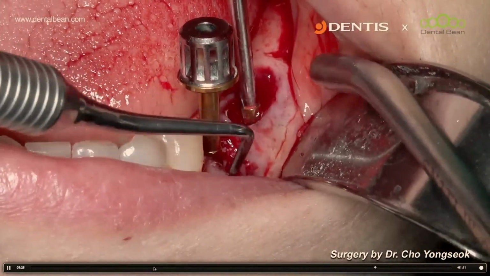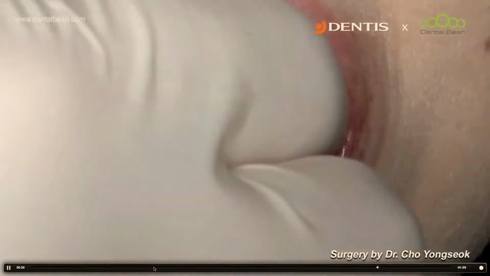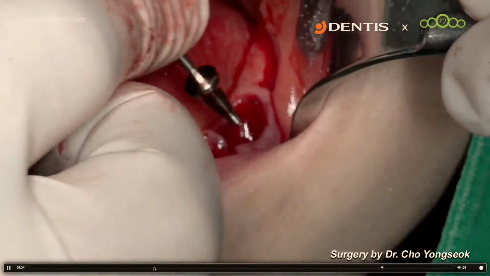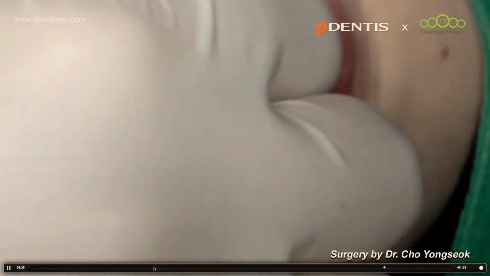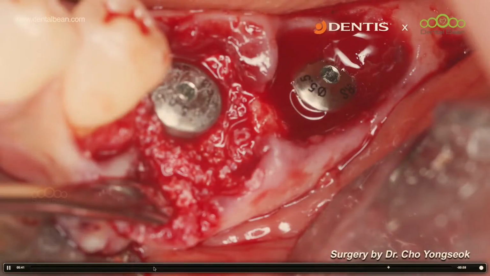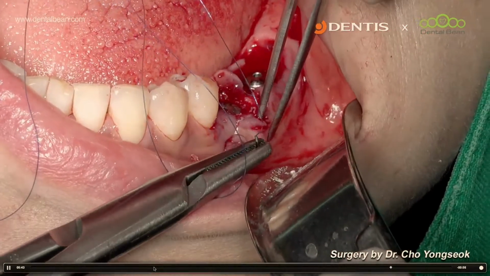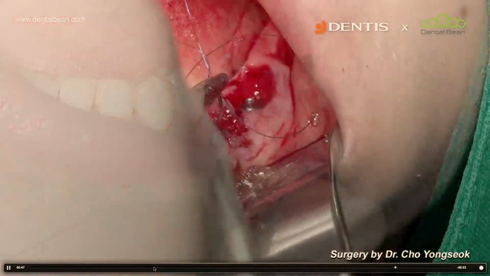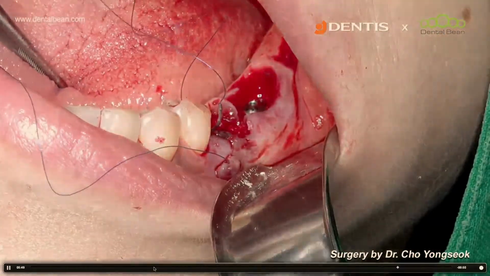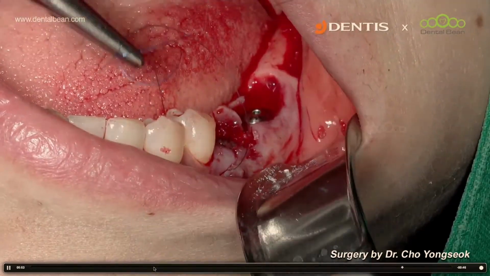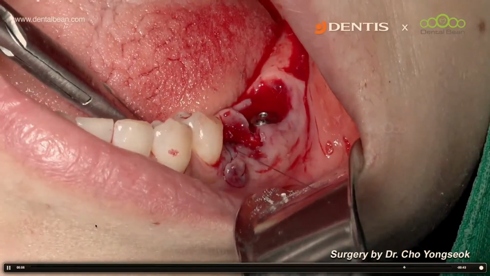Usually, I don't open flap, but in this case, it detached spontaneously. That's why I need suturing for finishing. 5-0 nylon was used. After approximation, finish the surgery.